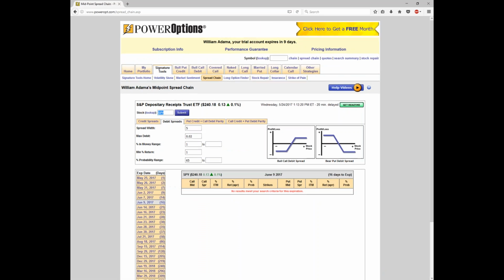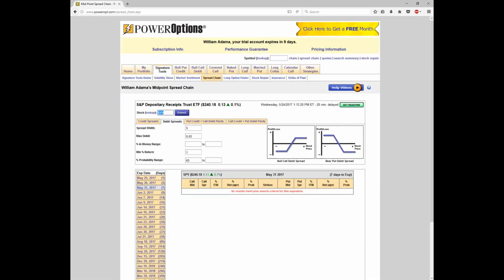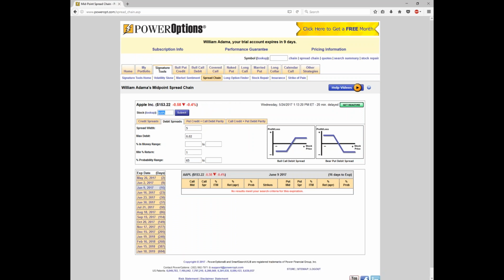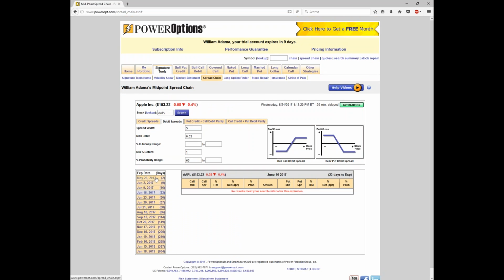Let me try a 5-point spread width for us. Nothing, really. It's strange. I'm sorry about that. I don't know why nothing's coming up. Let me try Apple real quick. Something wrong with SPY today, isn't there? Yeah, this is embarrassing. I got nothing here.